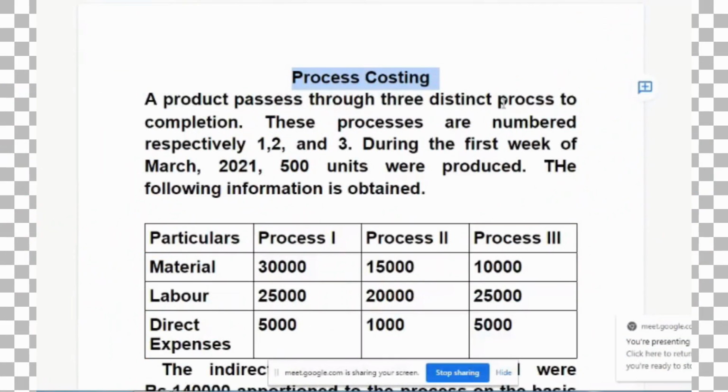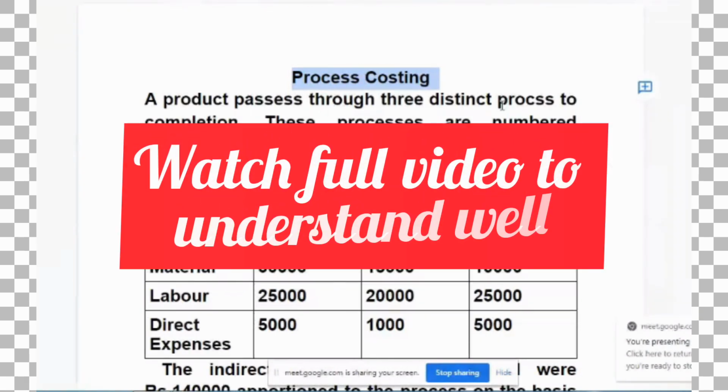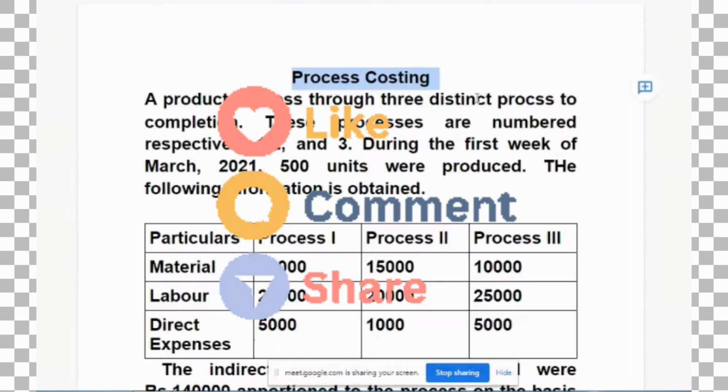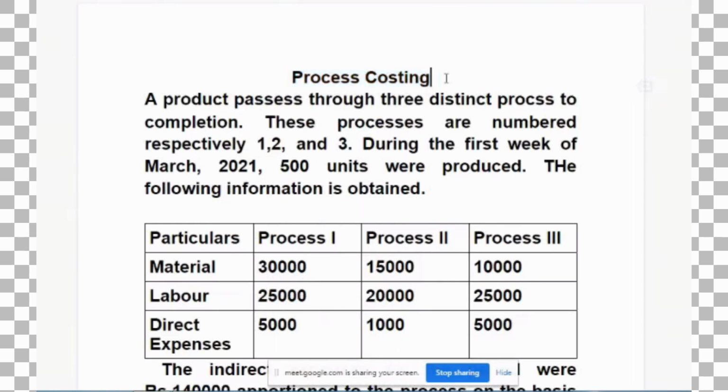Process costing is a method of costing, and it is useful to determine the cost of those businesses in which the production is carried on in a particular process. That means step by step, process 1, process 2, process 3. Normally the oil refineries, cloth making, chemical industries, and soap making industries are using this process costing. This is the only costing method where we determine the cost by preparing the ledger accounts.